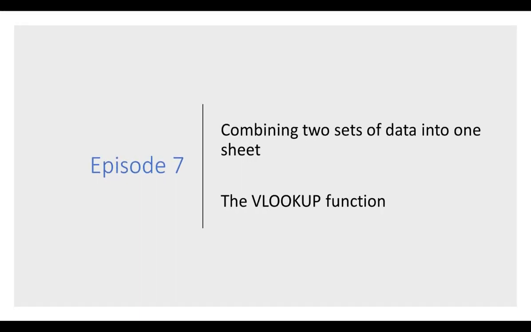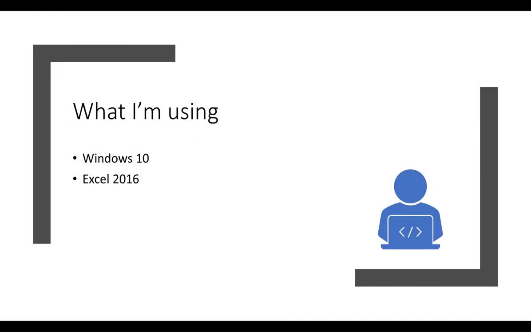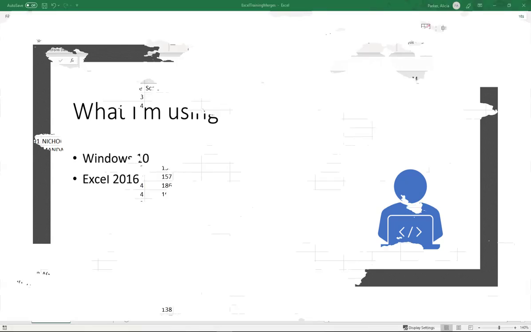In this video, I'll be demonstrating how to take data from either two spreadsheets or two tabs on the same spreadsheet and combine them into one spreadsheet or tab. I'll be doing this on a Windows 10 computer using Excel 2016. If you're on a different operating system or a slightly older version of Excel, much of this should look the same for you. All right, so let's get started.